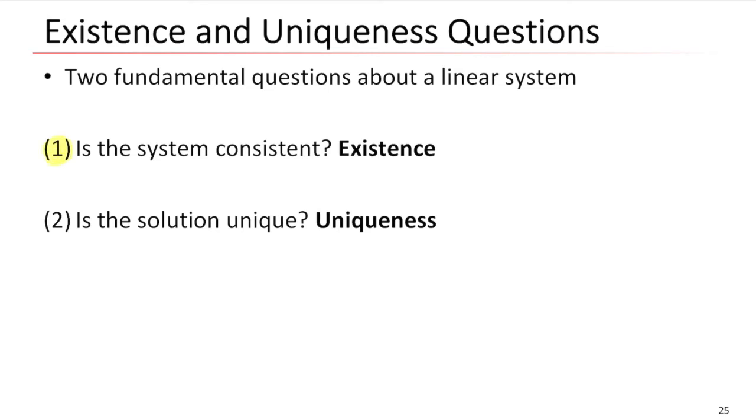Question number one. Is the system consistent? The system is consistent if it has a solution. It is related to the existence of the solution of the linear system. We already know what consistency is, what a consistent matrix is, right? So it is related to the existence of the solution.